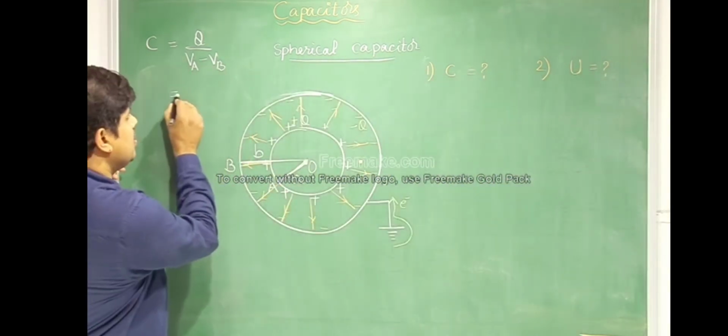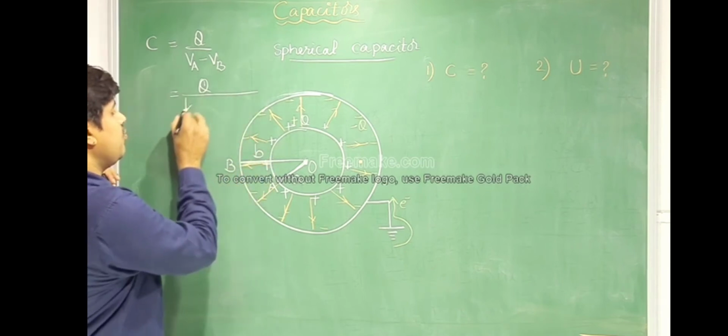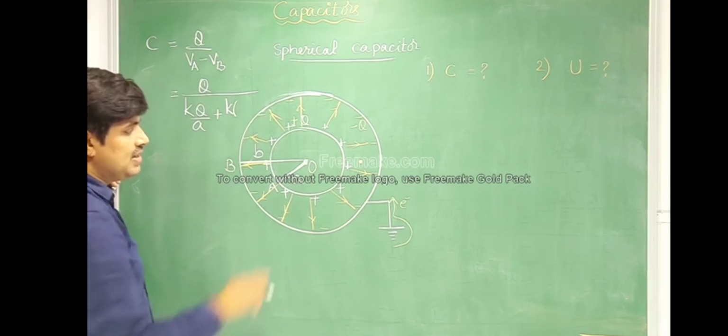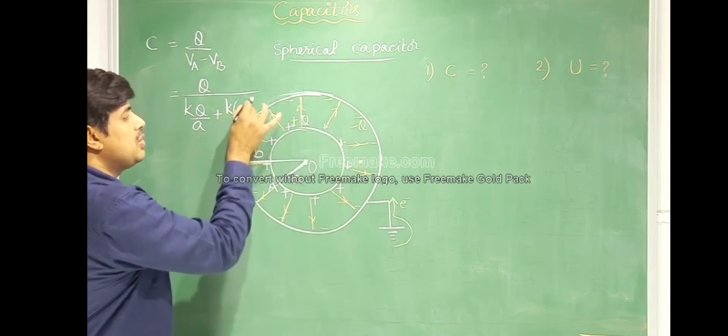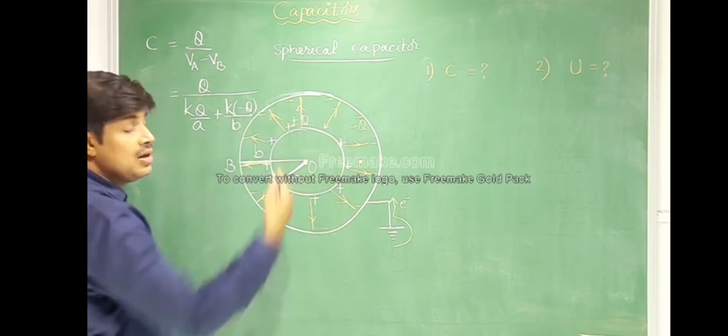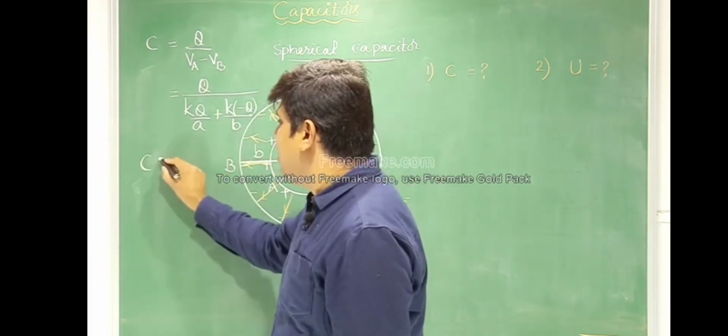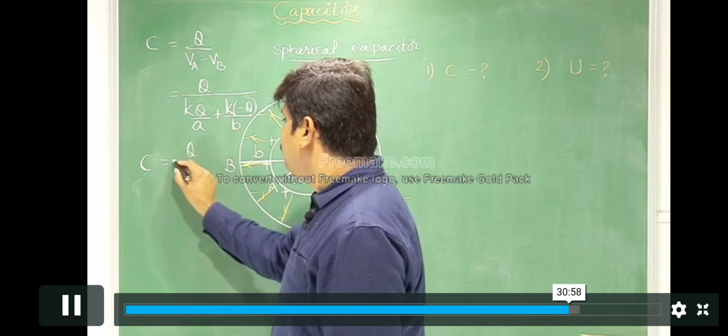The potential of A is 1 by 4 pi epsilon naught times the charge on A divided by A, plus 1 by 4 pi epsilon naught times the charge in its surroundings. In the surroundings of A, minus Q is there, so 1 by 4 pi epsilon naught times minus Q divided by B, because this charge minus Q is outside of A. If you simplify this equation, what you are going to get, I will write here, C is equal to Q upon K.